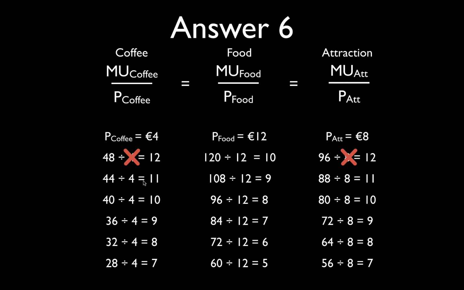Then we ask ourselves, is he going to choose the second coffee, the first bit of food, or the second attraction? 11 is equal to 11. They're both higher than 10. So again, the consumer is indifferent between either of these two purchases. I just said he went for the second coffee.